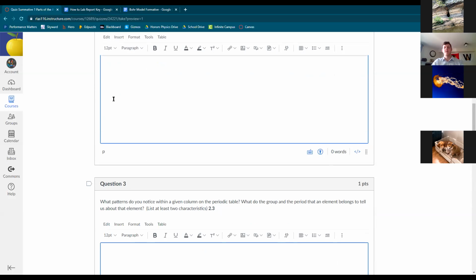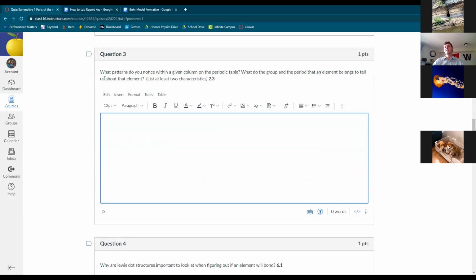If you got a 4, that's because you got everything correct. If you got a 3, you missed 1 Lewis dot structure. A 2, you missed 2 Lewis dot structures. A 1, you missed 3 Lewis dot structures. If you missed more than 3 Lewis dot structures or Bohr models, then you got a 0. 2.3 was the next standard.